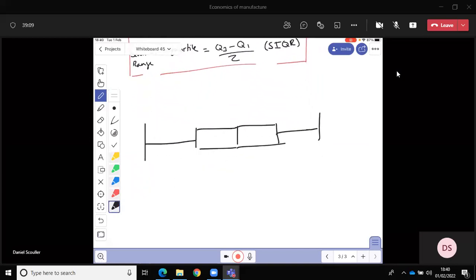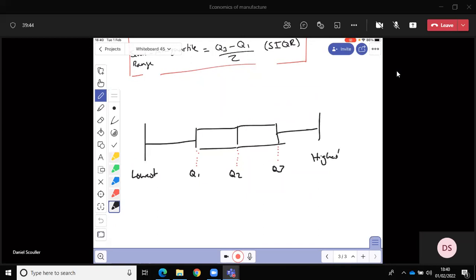Okay, so that first line will just be the lowest number. That will be Q1. That line's Q2. That line's Q3. Okay, and then that last line is the highest number.